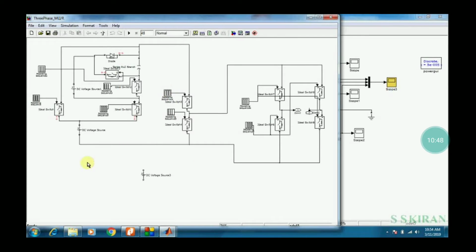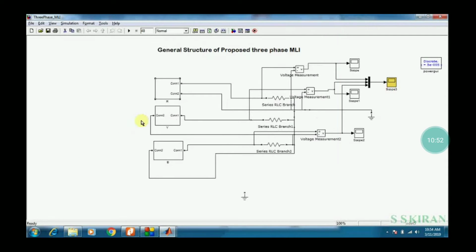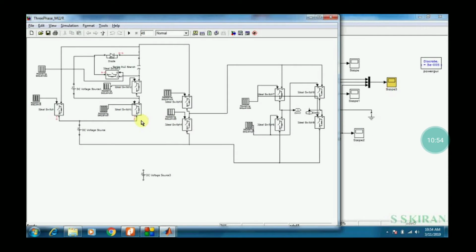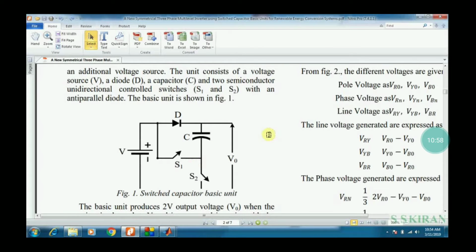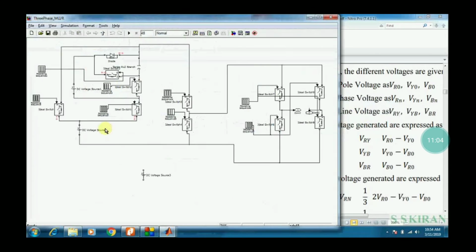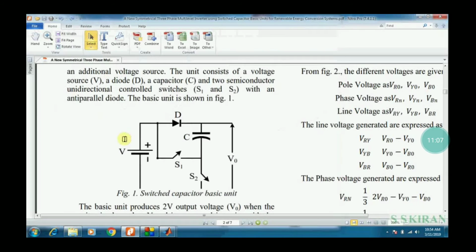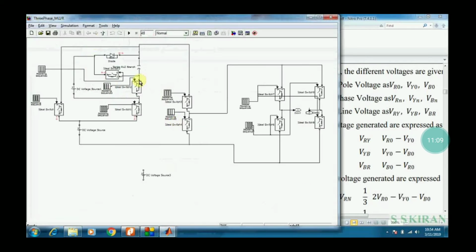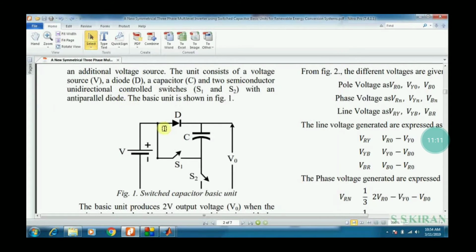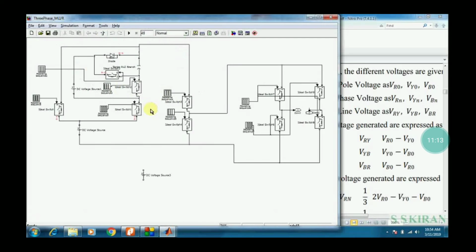Come back to the MATLAB part. Okay. Here, where is the DC source? Just click here. Actually, first we can start with the DC source, right? Okay, fine. That is the DC source. Yes, you can see it here. This is the DC source. Good. This is the diode. Come back, that is the diode, right? Fine. This is switch one.